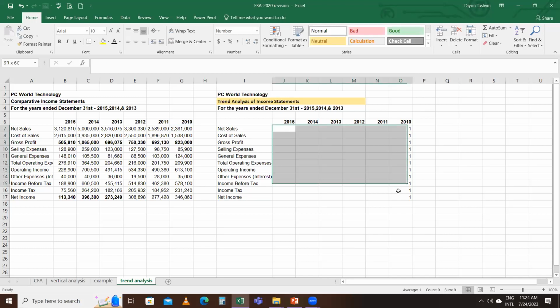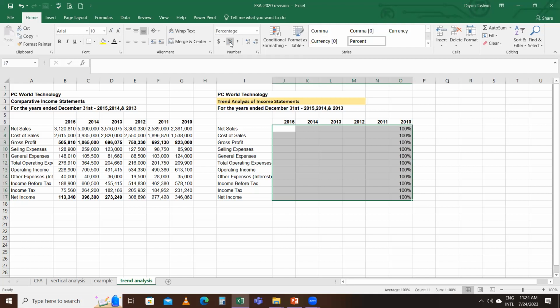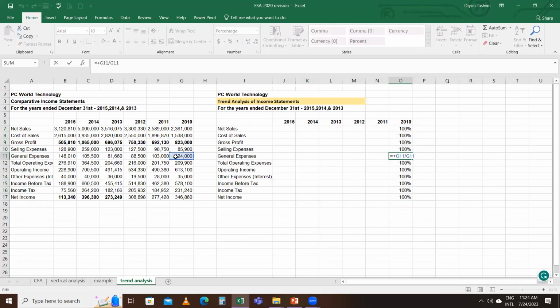So now I'm going to put it into a percentage form. Then you can see 100 out of 100. Normally in the base year, the percentage should be 100. Why? We are going to divide the value with the same value itself. So let's see the general expenses. The general expenses figure in 2010 is divided by the general expenses figure in 2010 itself. That's why it's 100.